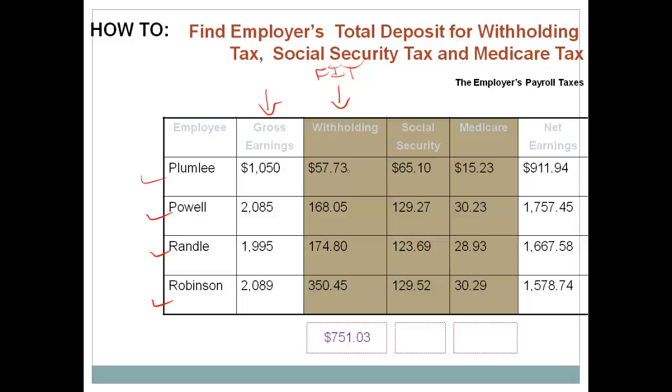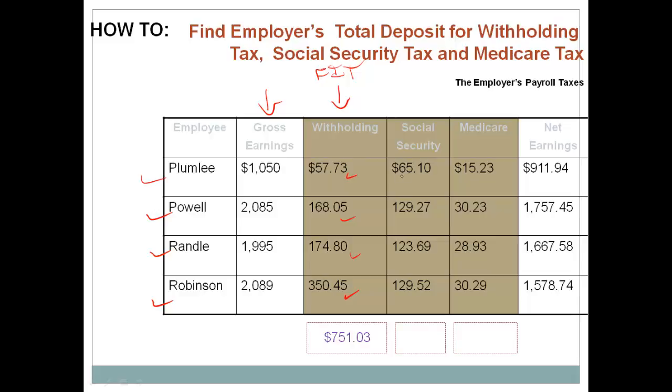$751.03 is what you get if you add up all of these. So they will send that to the IRS, and the IRS will hang on to it. Well, they spend it, I'm sure, before April the 15th. But then you'll file your taxes and see if they paid too much, they send it back, and if they didn't withhold enough, then you have to pay some more.